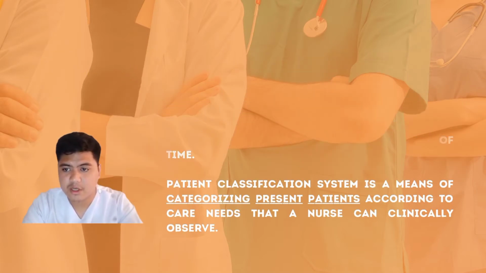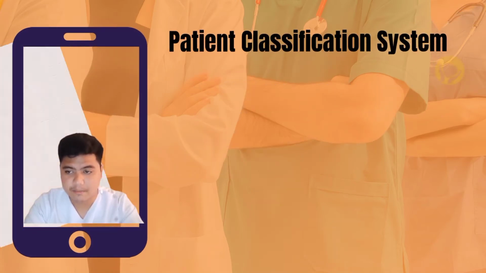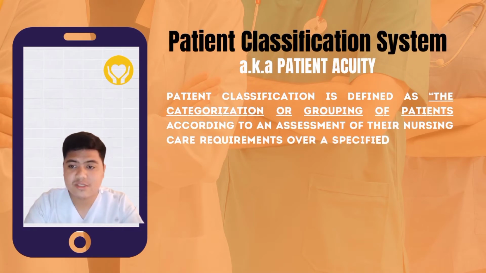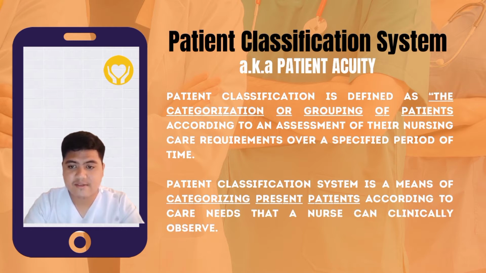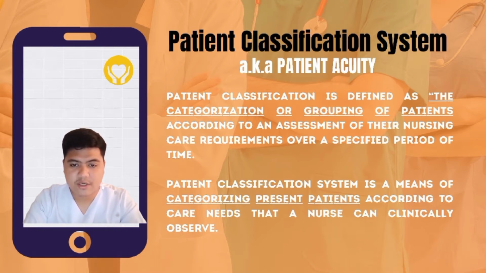Today I'm going to report on the patient classification system. The patient classification system is defined as the categorization or grouping of patients according to an assessment of their nursing care requirements over a specified period of time. It is a means of categorizing patients according to the care needs that the nurse can clinically observe. Next is the purpose of patient classification systems, or PCS.